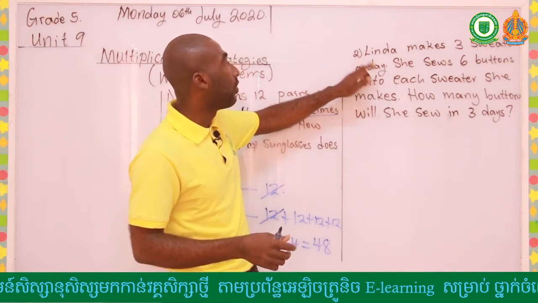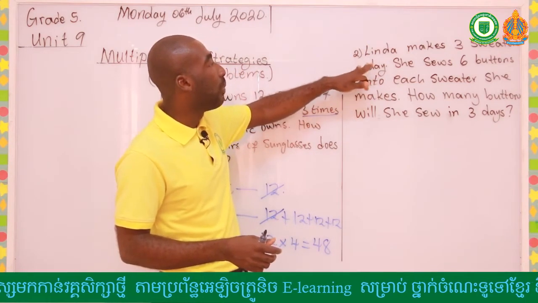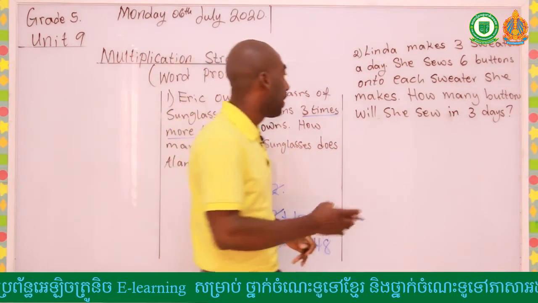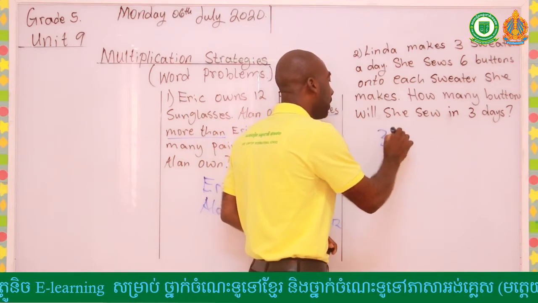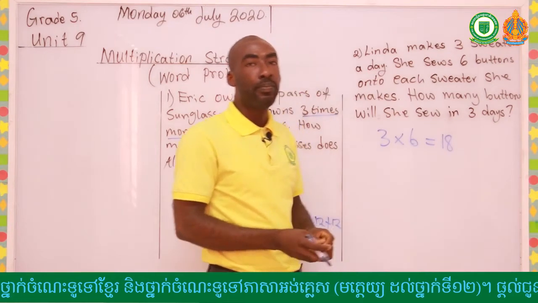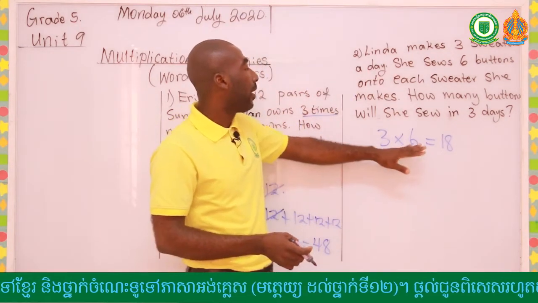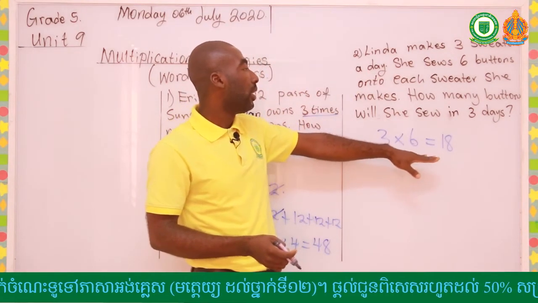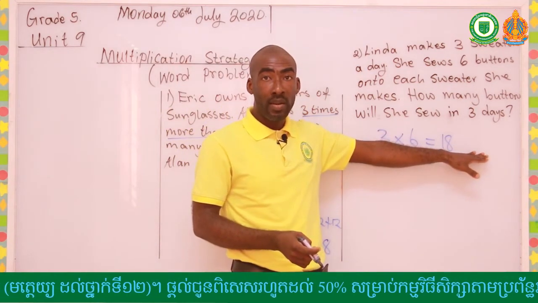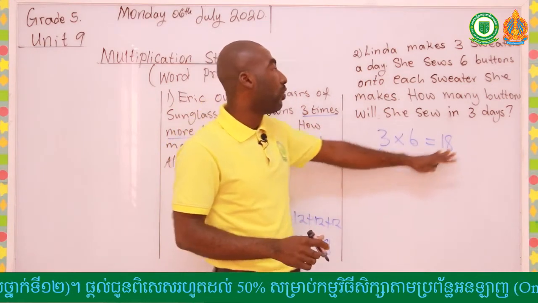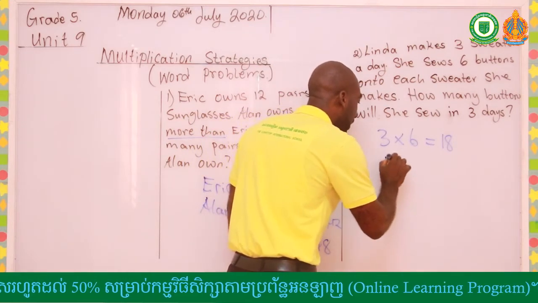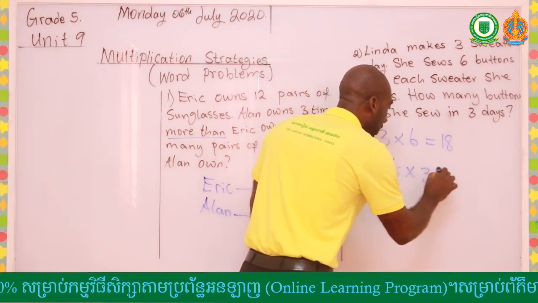So the first thing that you have to do is look at how many buttons she will make for these 3 sweaters. So that is going to give us 3 multiplied by 6, okay? And that is going to give us 18. So we have 18 here being the buttons that she makes for a day. Is that all right? So if you want to know for the 3 days, it means you have to multiply 18 by 3.